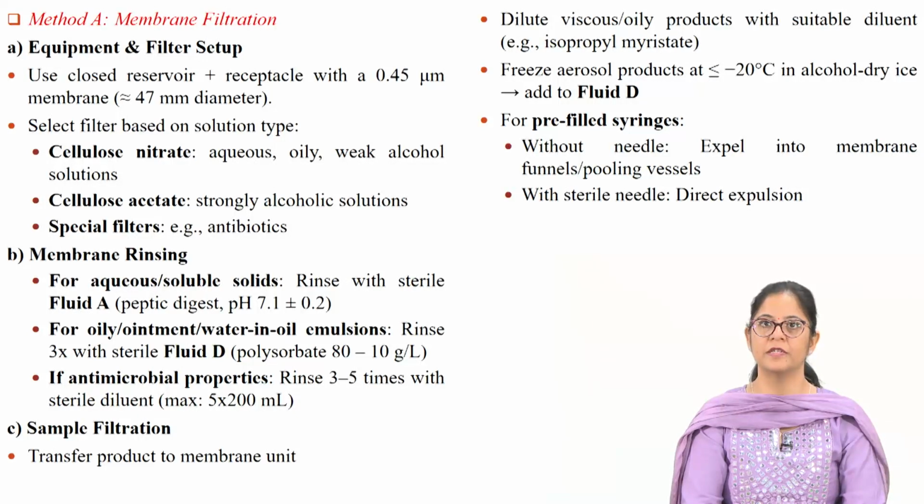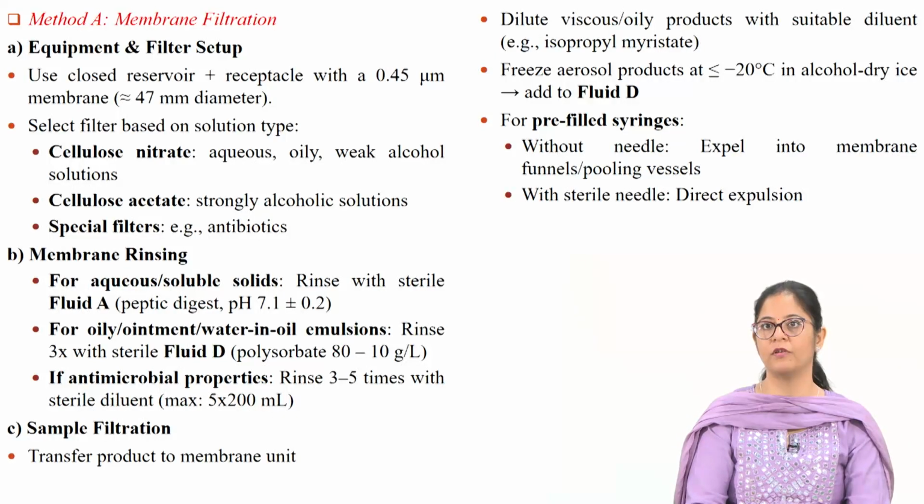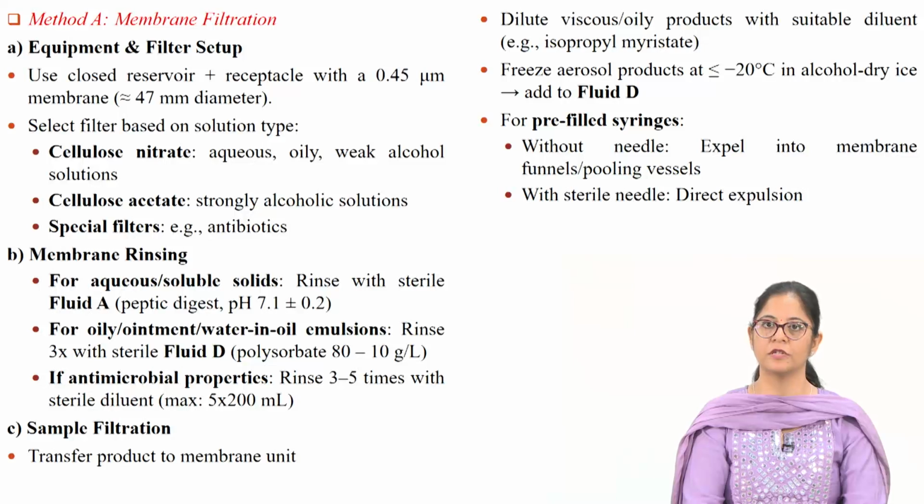Equipment and filter setup requires use of closed reservoir plus receptacle with a 0.45 micron membrane. The filter is selected based on the solution type, that is cellulose nitrate is used for aqueous, oily, weak alcoholic solutions. Cellulose acetate is used for strongly alcoholic solutions, and there are special filters for antibiotics.